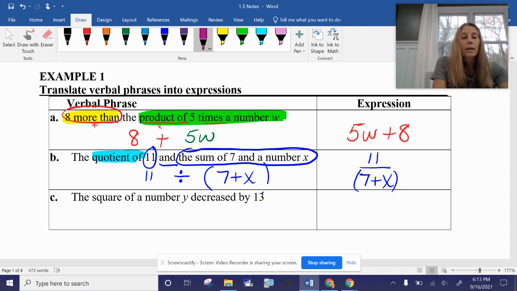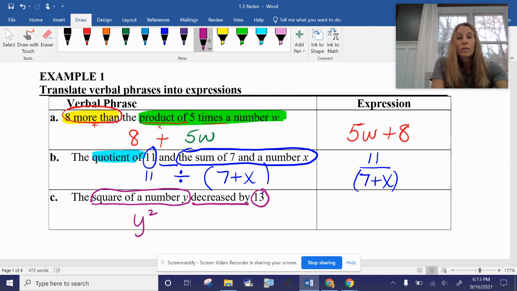All right, so then we have the next one here, the square of a number y, that's our first number, right, is decreased by 13. So we have the square of a number y, so that's our exponent, y squared. Decreasing something is subtracting, and you're going in order from left to right as you see it as it comes. So y squared minus 13.